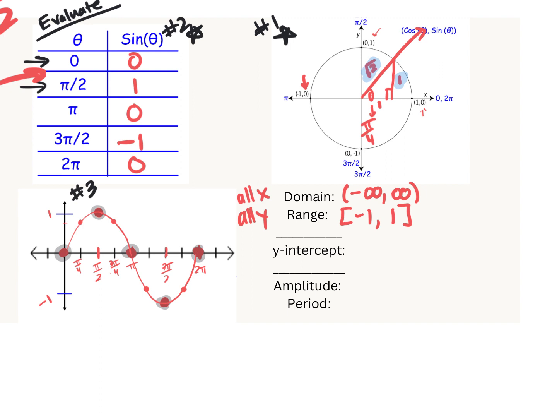Y-intercept should be pretty self-explanatory. The y-intercept is just where your graph intersects or crosses the y-axis. In this case, it's at 0, 0. You're just looking for where your x-coordinate is 0.